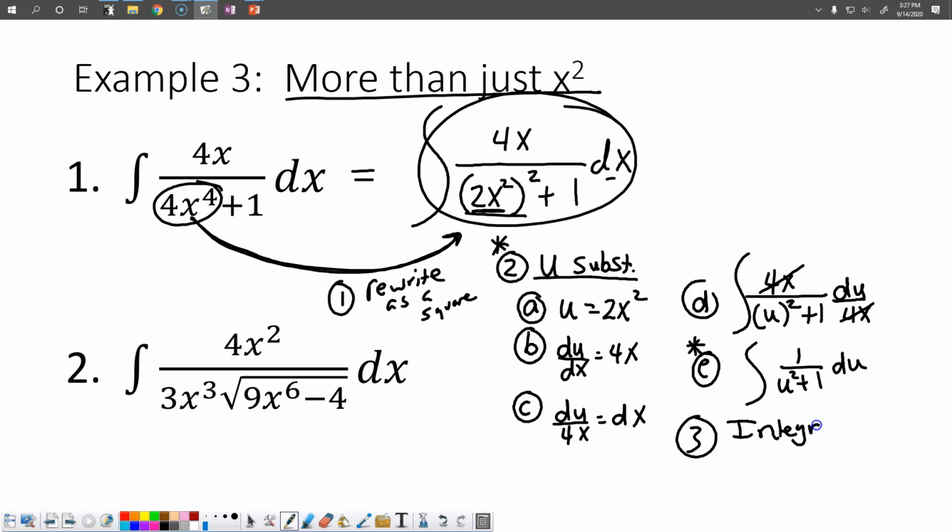And since that's an arc tangent, we're going to have 1 over a. The square root of 1 is 1, so 1 over 1 is 1. I guess I'll just write it out. Arc tangent of the square root of that, u over a, plus c.